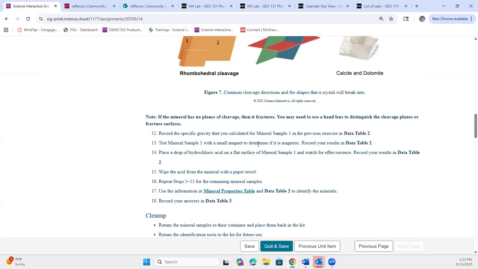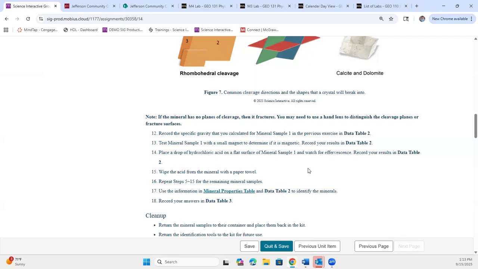You have a magnet in your kit. You have a gigantic magnet in your kit. This is a huge magnet. It's way bigger than the ones I use in my lab. And you try to make it stick. It does not stick. So we keep going.